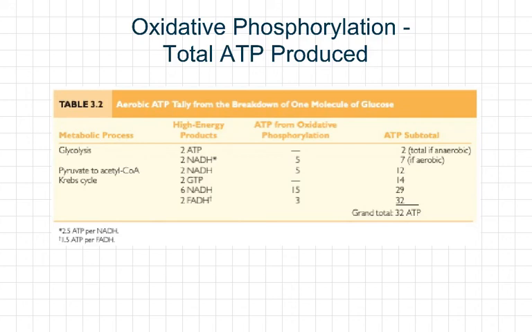So at the end of the oxidative phosphorylation process, with one glucose molecule, we can create a total of 32 ATP. And so how do we get to this? Let's break it down into our steps.